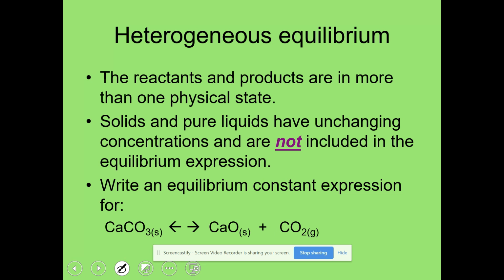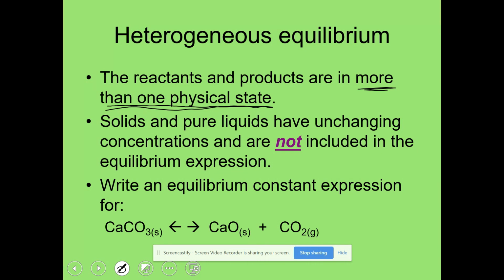Now there's also something called a heterogeneous equilibrium. And that's where the reactants and products are in more than one physical state. Okay. Now, solids and pure liquids have an unchanging concentration. Like a solid, you always have the same number of atoms per unit volume because they have set densities. Like for example, aluminum is 2.7 grams per milliliter. So if you converted the grams to moles and the milliliters to liters, you'd have a set number of particles per liter, a set number of moles per liter.